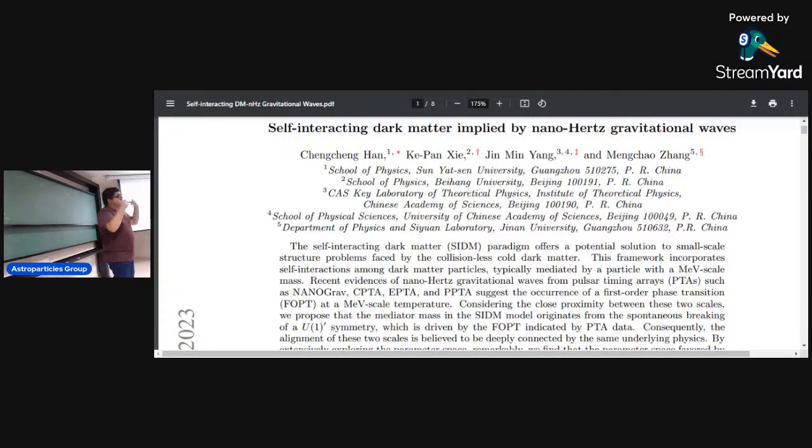So there needs to be a way to create this kind of mediator in the universe, and for this paper, it uses a U(1) prime symmetry breaking. But I'm going to talk about this later. So having this kind of mediator, you can kind of solve this small-scale structure problem. Okay, this is one part.